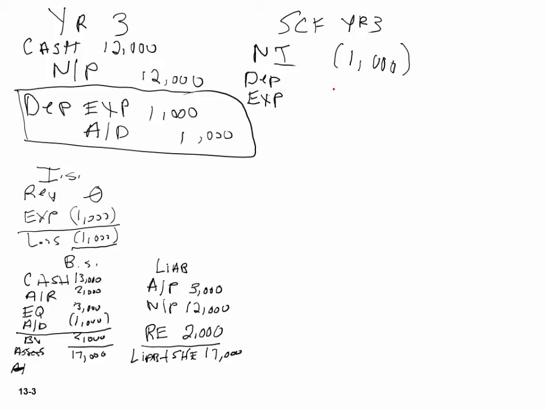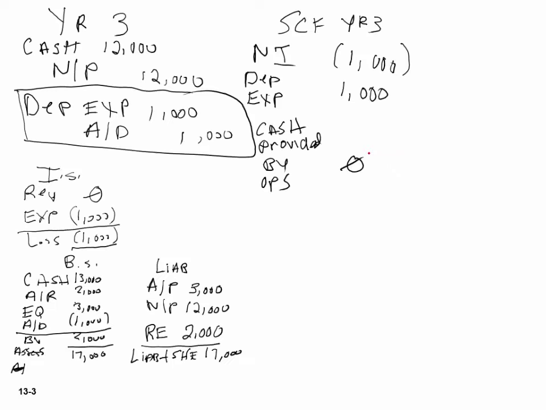Okay? So we had depreciation expense in which what? We took an expense, but it did what? It used absolutely no cash at all, did it? So what I need to do is add back that depreciation of $1,000 so that my cash provided by ops is zero, isn't it? My cash provided by operations is zero. Okay. Then I'm supposed to talk about my investing activities.